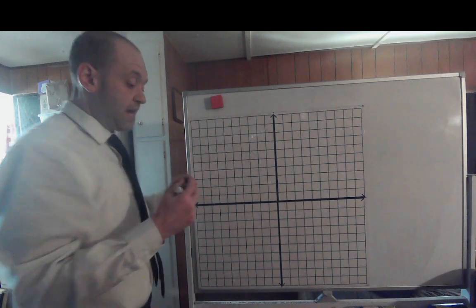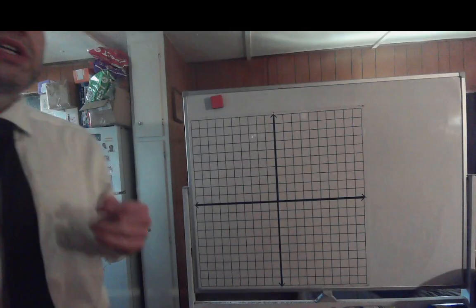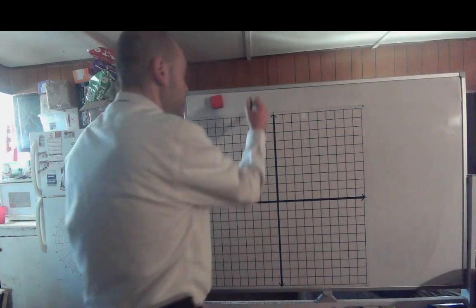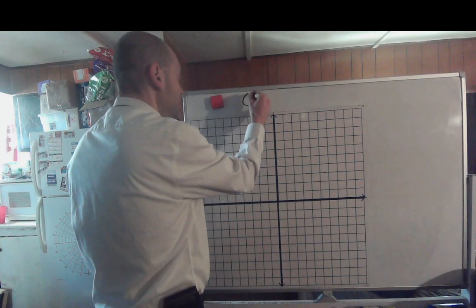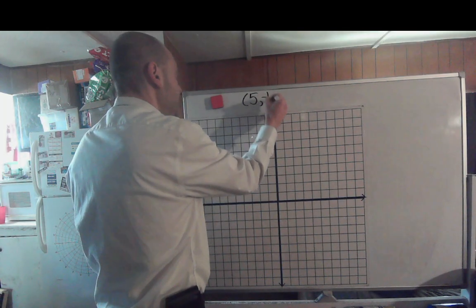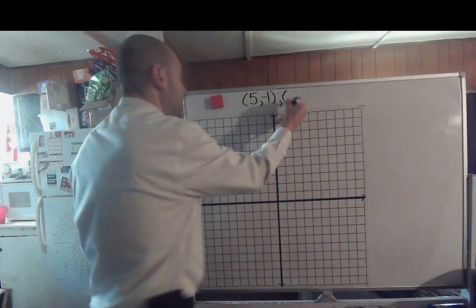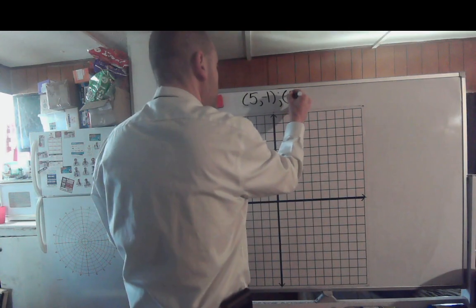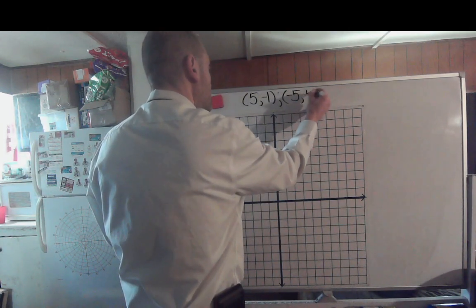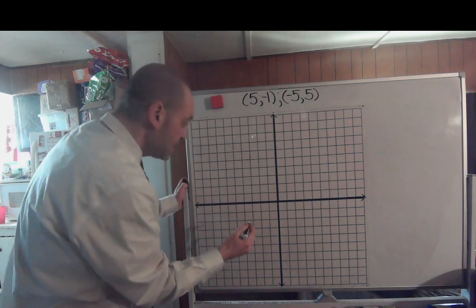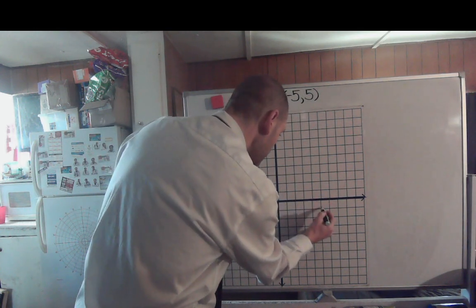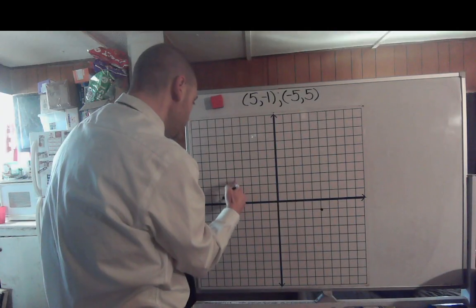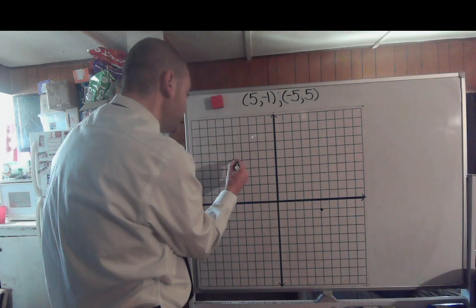So now we're going to shift gears a bit. We're going to find the slope-intercept form of an equation of a line that passes through 2 points, and we're going to graph the line. So we're given (5, -1) and then we're given (-5, 5). So (5, -1) is right here, 1, 2, 3, 4, 5. And then (-5, 5) is here.